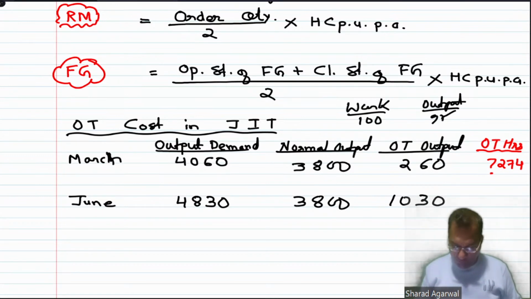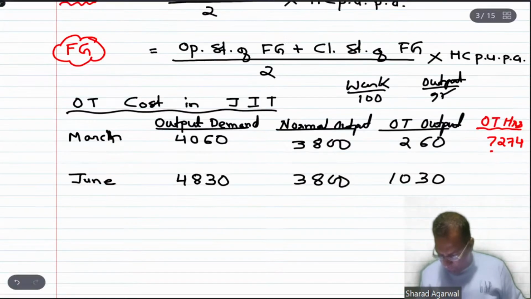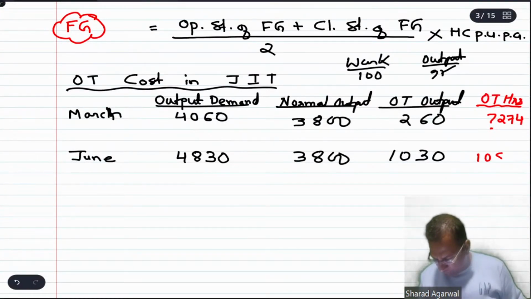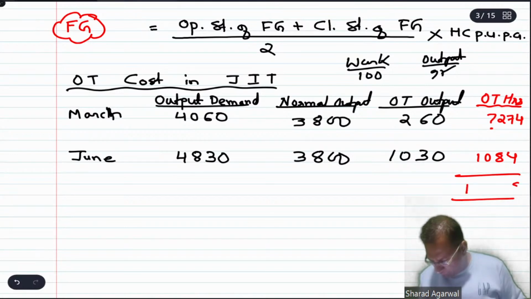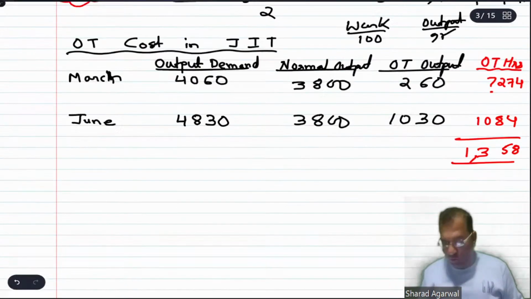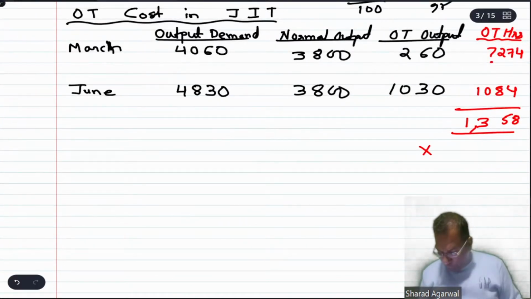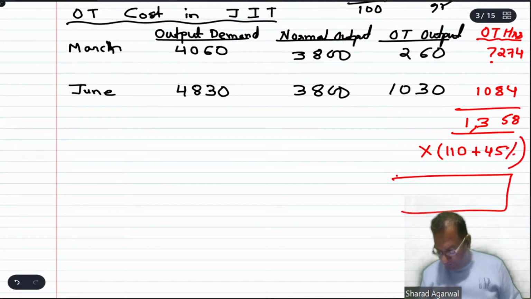और अब उसके लिए बताइए मुझे, 1084 hours. ओके, तो यहां पे आ रहा है 1084 hours. टोटल निकाल लीजिए बेटा, टोटल कितने hours work करना पड़ेगा. 1358 will be the overtime working, and for every overtime we have to pay the normal rate plus overtime premium of 45%. ये हो जाएगी आपकी overtime cost in JIT system.